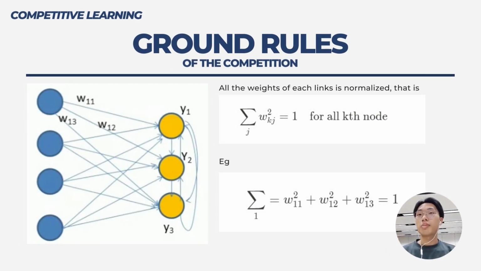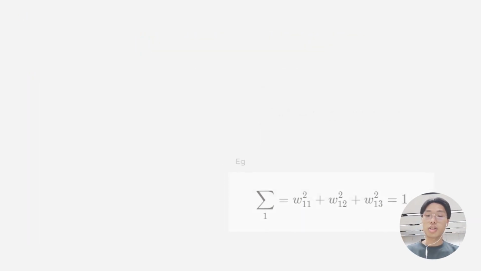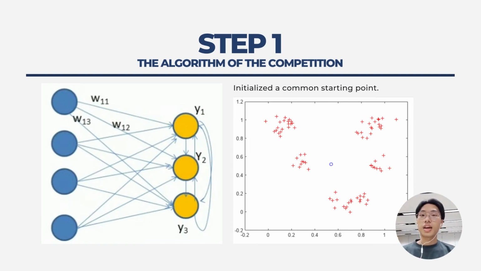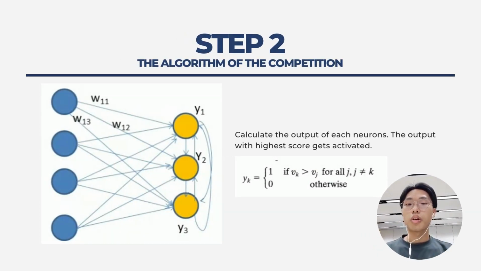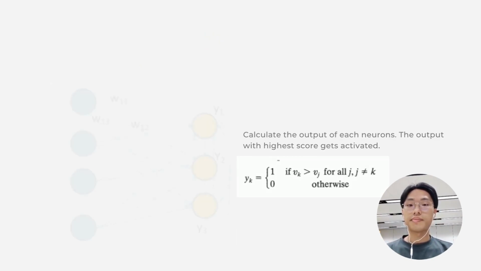I'm going to explain the simplified algorithm of competitive learning. To initialize the algorithm, we need to ensure that all the weights are normalized such that the sum of squares of the weights equals 1. Upon initializing a normalized weight, we now have a common starting point for all the outputs. Moving on, we will calculate the output of each neuron. Remember, only the output with the high score gets activated, while the weights connected to other neurons remain constant.